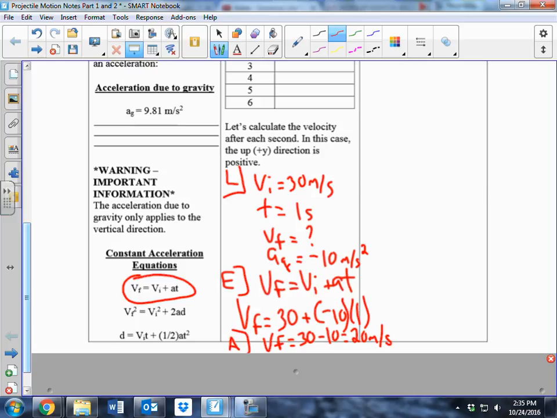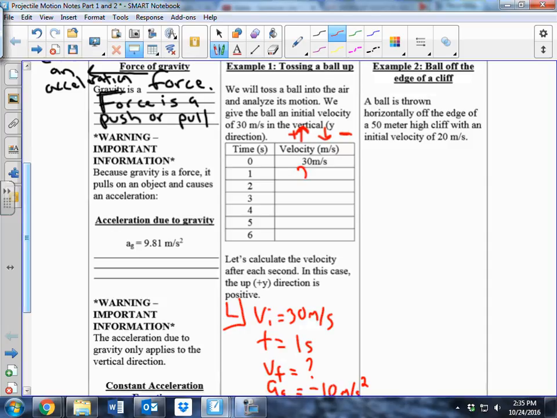Now I come back up here and I look and I'm like, okay, cool, 20 meters per second. For the sake of time, I'm not going to do it, but I could do this same calculation for every single second. I could say if my initial velocity is 30, time 2 seconds, what's my final velocity with an acceleration of negative 10, and I'm going to calculate an answer of 10 meters per second. I can do the same thing for 3 seconds, and I'll get at this point that it's 0 meters per second.